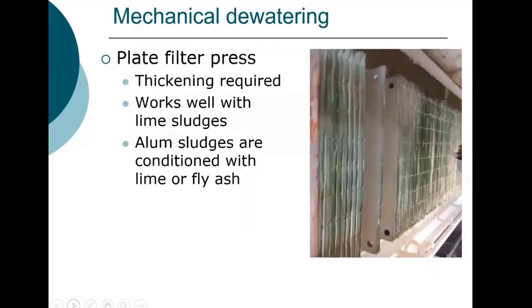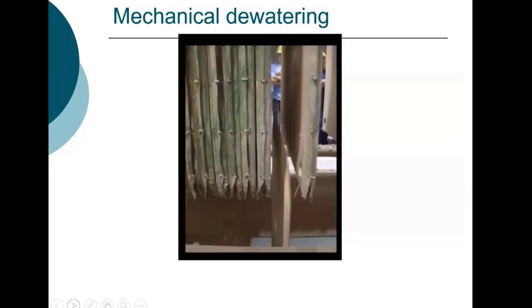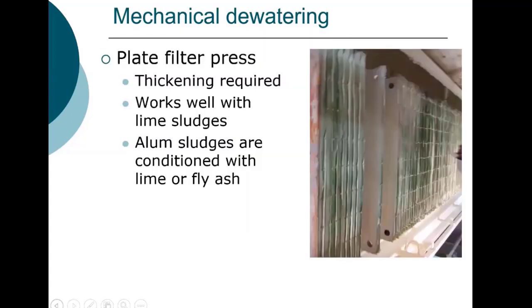Plate filter presses require prior thickening. So as I mentioned with the Lansing plant, they thicken the sludge with gravity thickening, and then the sludge is pumped into this plate filter press.